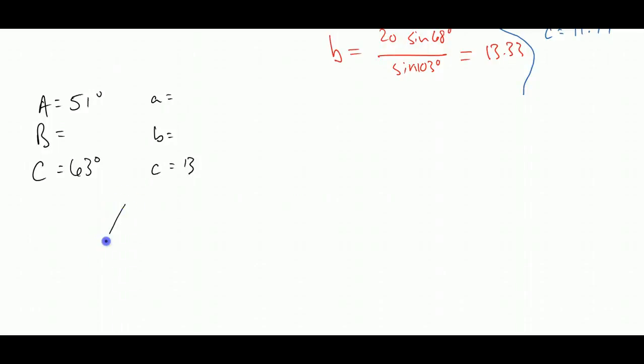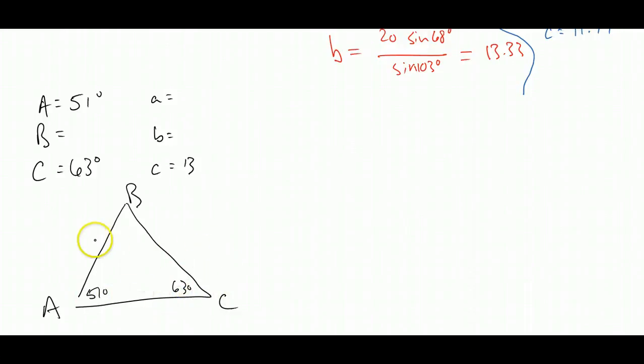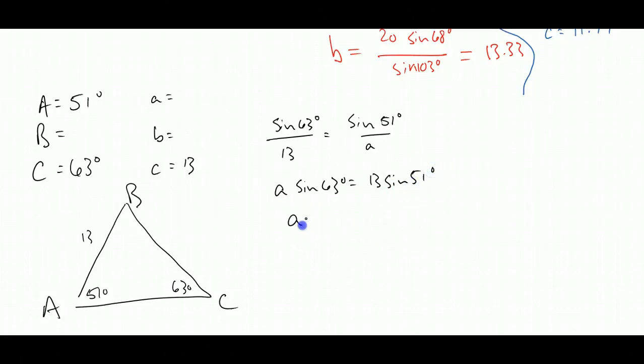If you want to draw yourself a picture with this, we could say A, B, C. I know I've got 51 degrees, I've got C is 63 degrees, and I've got little c being 13. So if we go ahead and start solving, we do have a pair to work with. We have the sine of 63 degrees divided by 13 is going to be equal to, I'm going to go after little a first, the sine of 51 degrees divided by little a. Cross multiply. Divide.